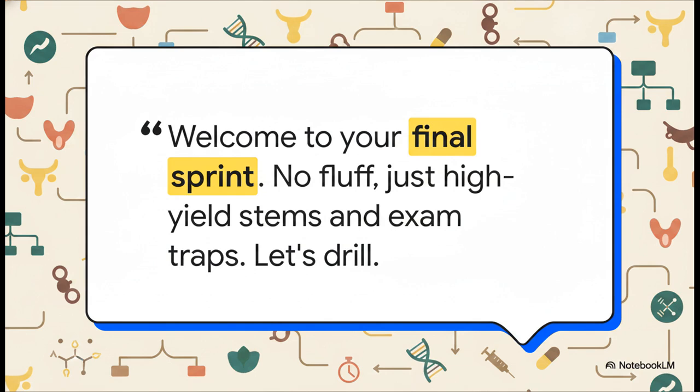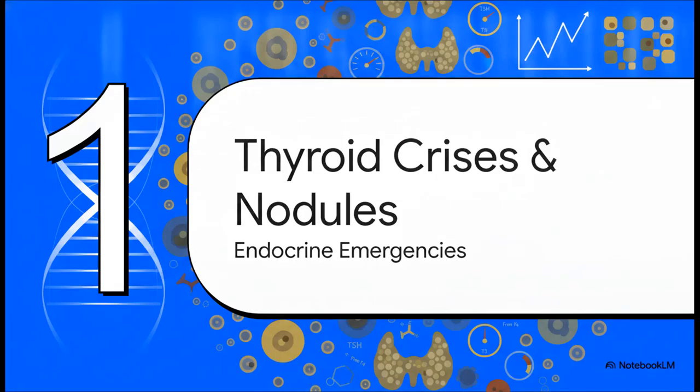We're using large, readable case cards with a classic board-style format. No tiny multi-panel collages here, just one high-yield vignette at a time, so get ready to test your reflexes. All right, Section 1, Thyroid Crises and Nodules.